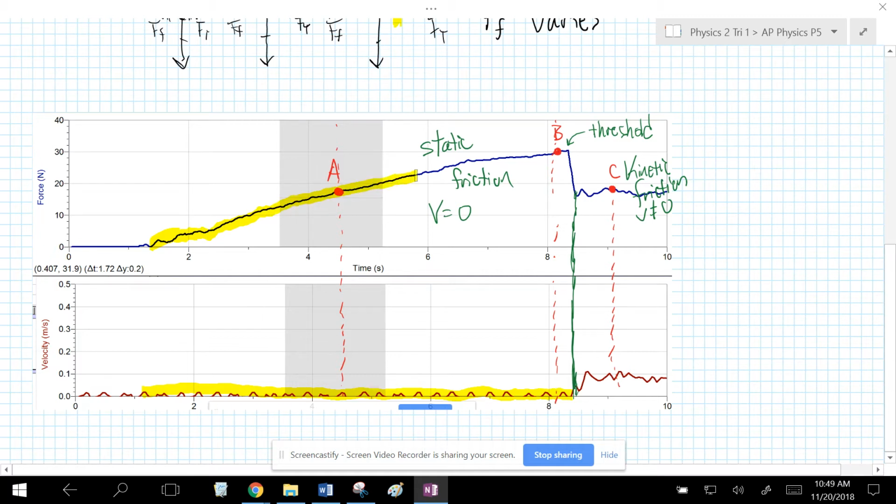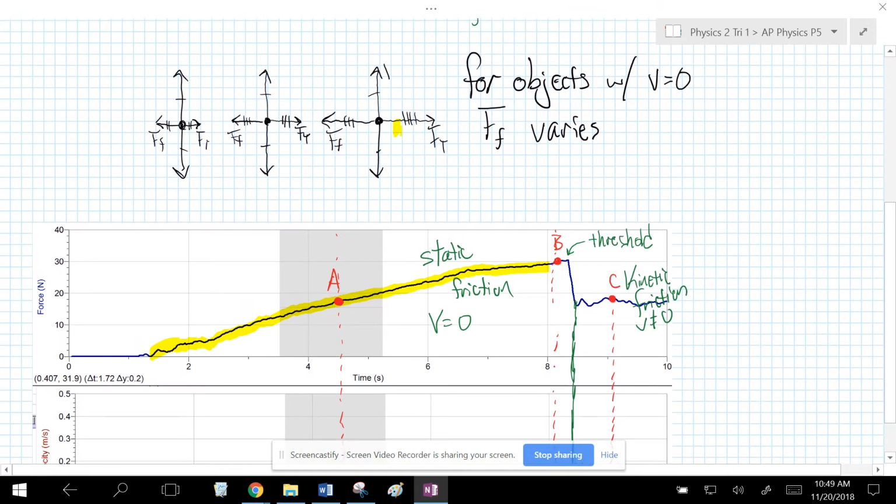And so the understanding that we got to yesterday was that the friction force was varying in response to the tension force in order to balance it out and keep the object from going into motion. So for objects with velocity of zero, objects at rest relative to the surface, the frictional force varies. And so that's called static friction.